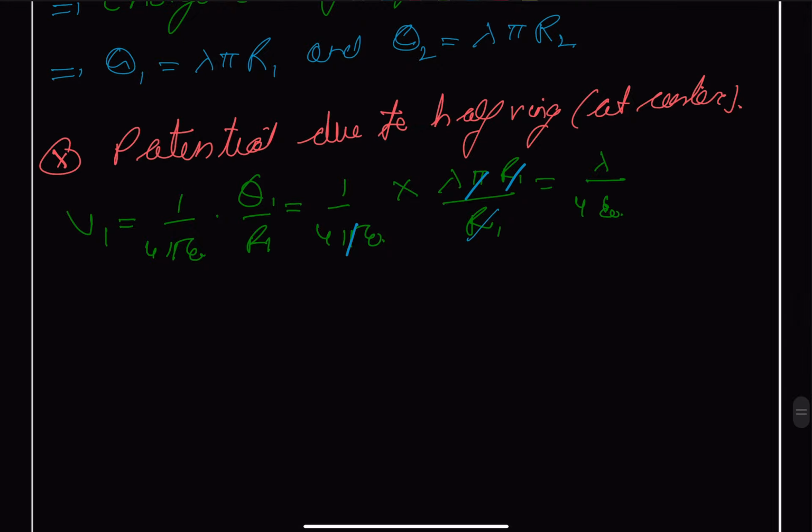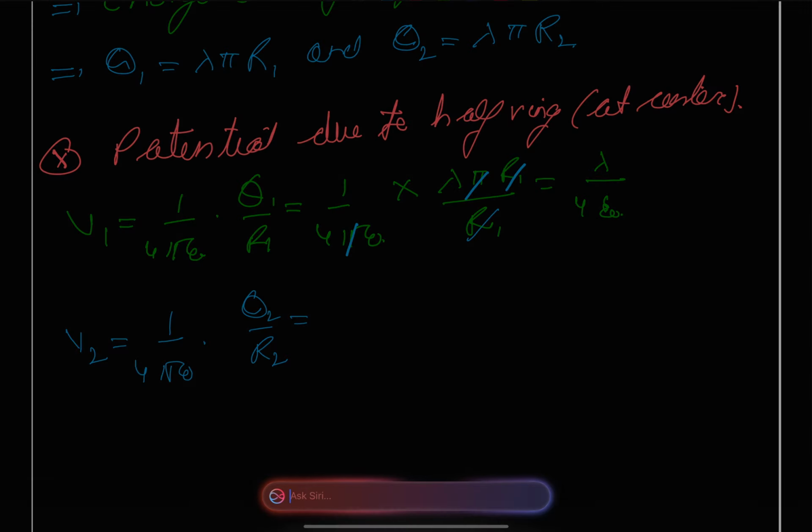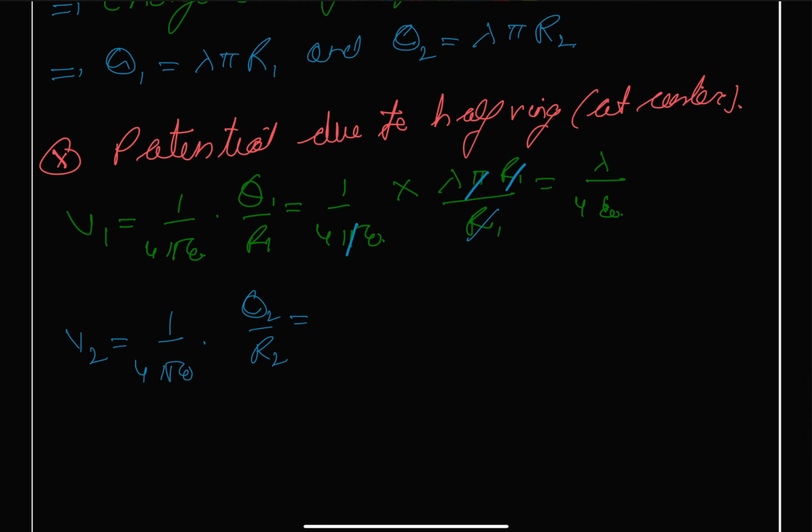Similarly, we can write for the second half ring, that V2 will be equal to 1 upon 4 pi epsilon naught Q2 upon R2. Substituting the value of Q2, we get 1 upon 4 pi epsilon naught, and lambda pi R2 divided by R2, and this R2 and pi cancel. This gives us lambda upon 4 epsilon naught.